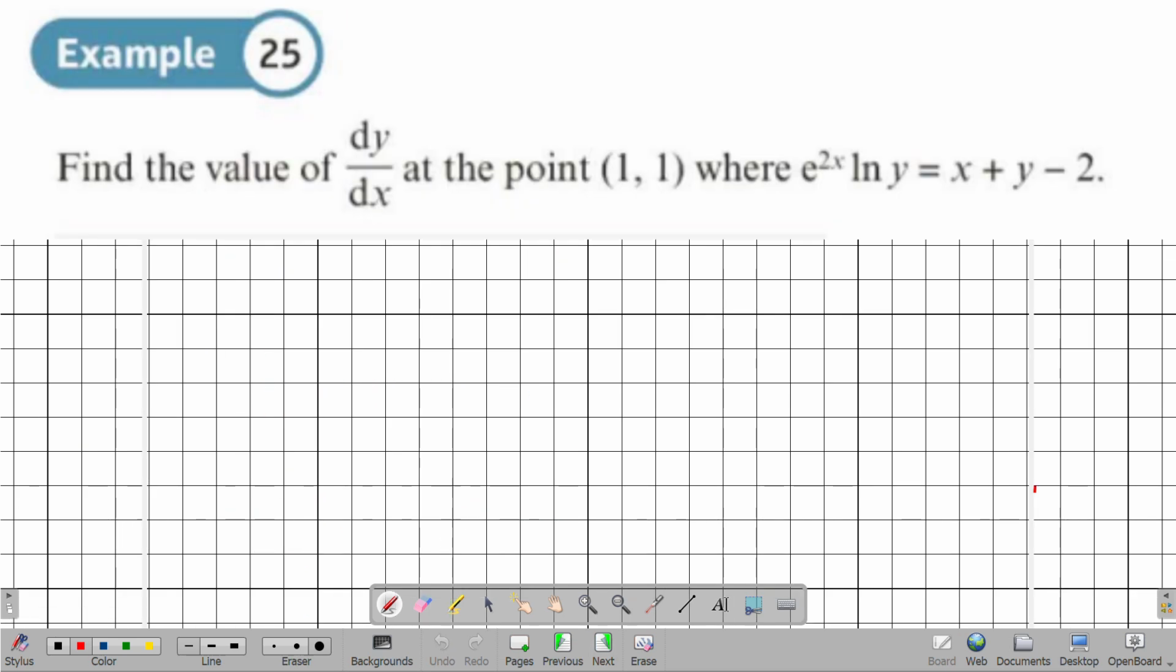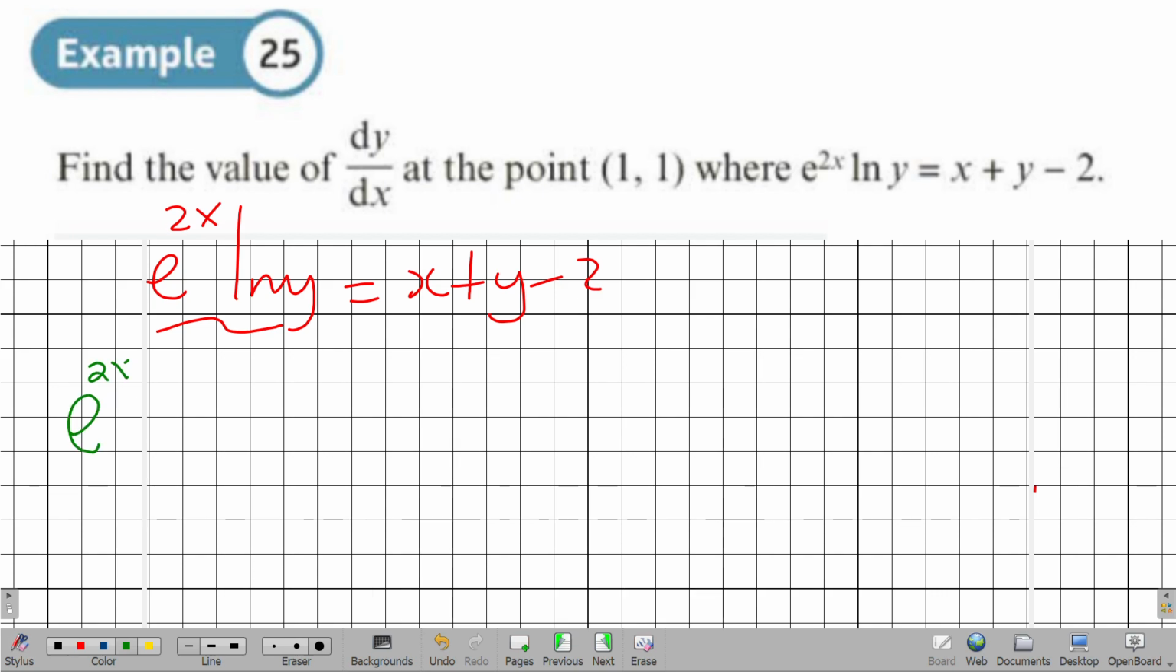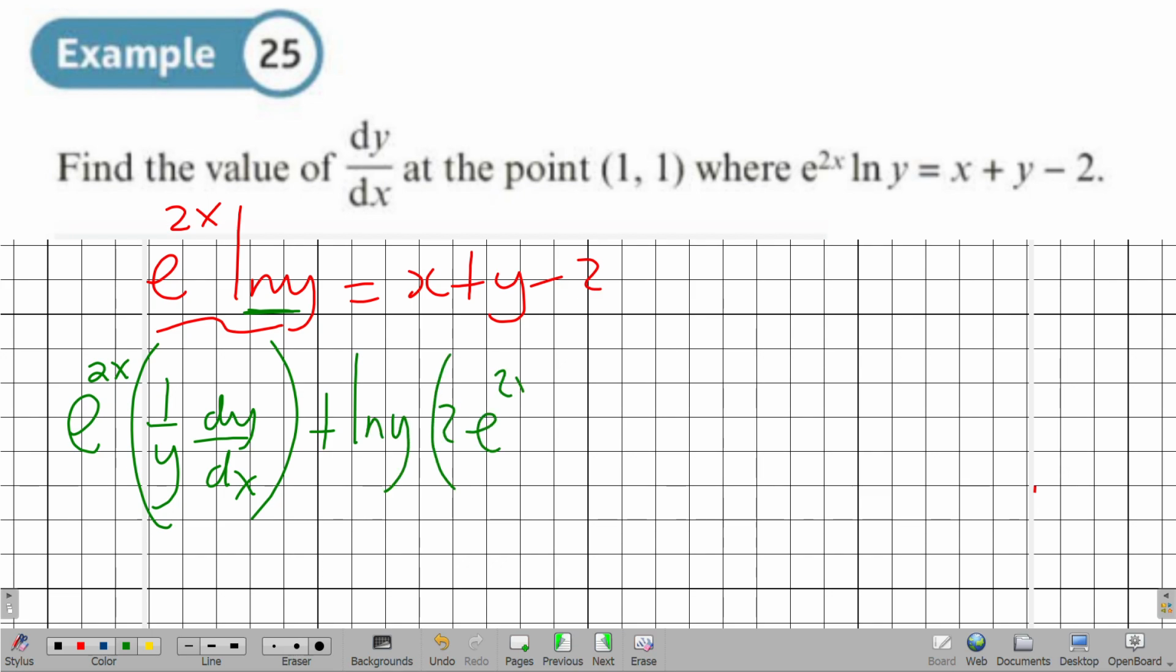Next question, again, it's the same thing of substitution. But what's important to remember is the techniques of differentiating natural log and e. So this is a product here. That means I'm going to say e to the power of 2x and differentiate natural log of y, which is 1 over y and dy by the chain rule over dx, plus natural log of y, and this is just 2 into x is equal to 1 plus dy over dx.